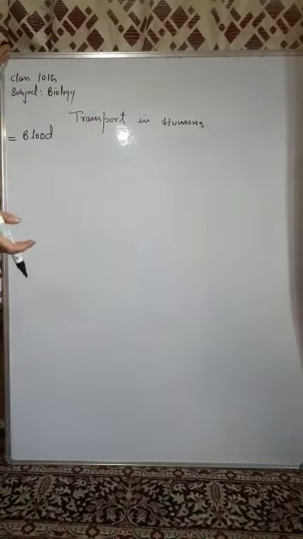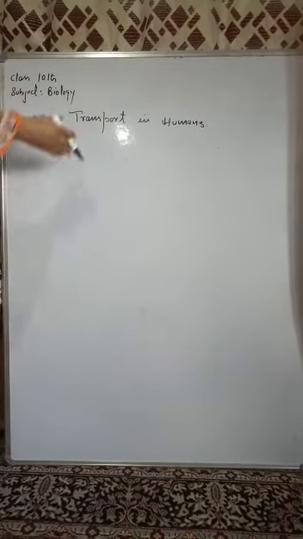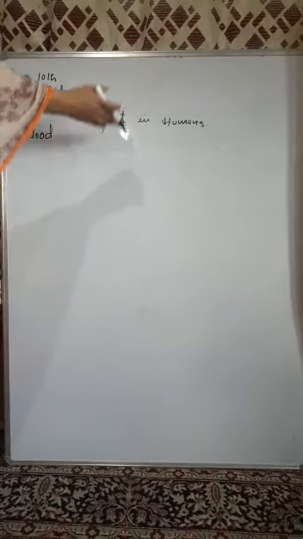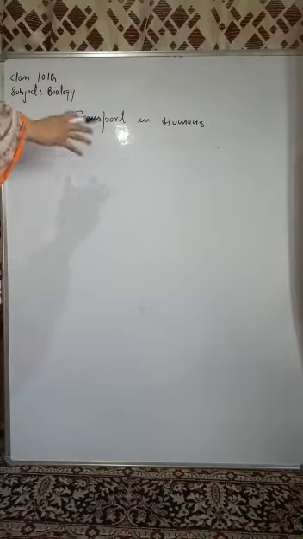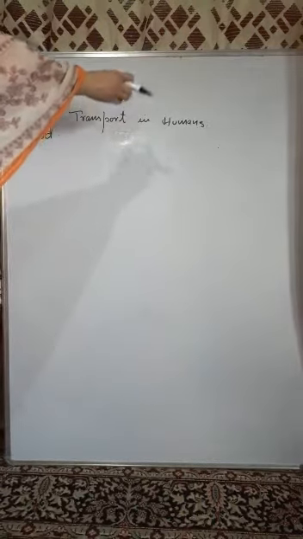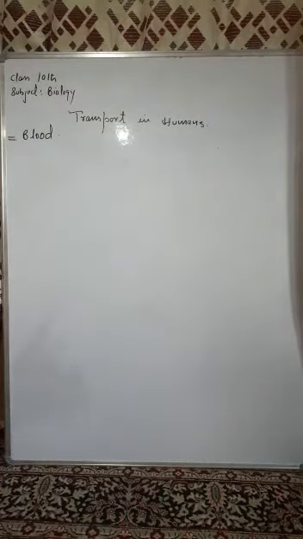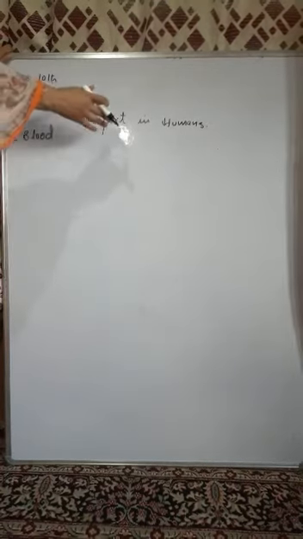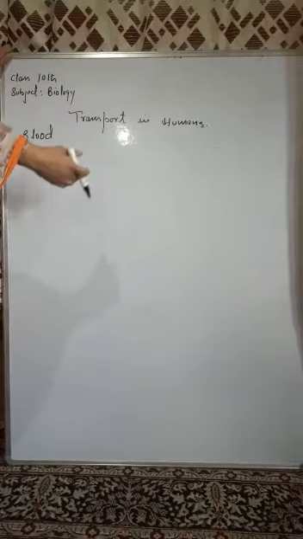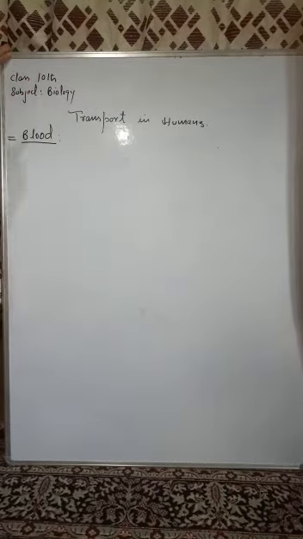As we have already discussed transport in plants, now we are going to study transport in humans. We are going to study how the transport of materials takes place in animals. We will take the example of humans as a general example in order to understand the topic. The main thing in human beings which acts as a carrier, as a transporter, is blood.